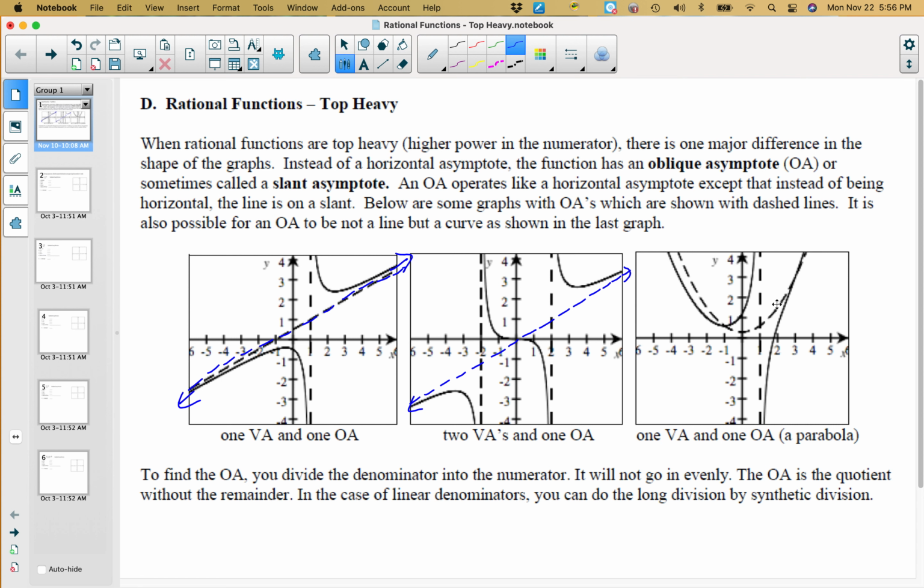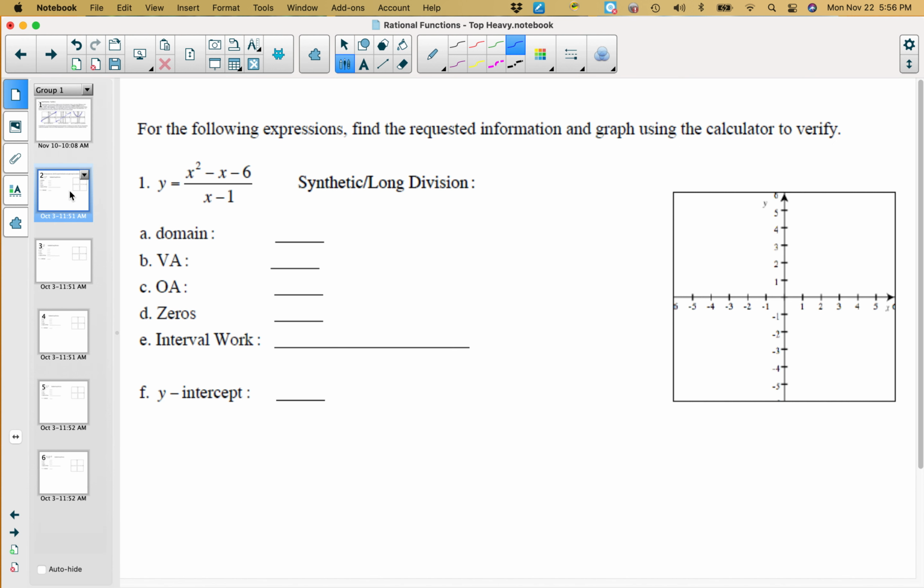And then on this last one, it's not a line. The oblique asymptote is actually a parabola. And this is going to happen when the numerator's power is 2 higher than the denominator's power. So like if you had an x cubed in the numerator and an x in the denominator, then you're going to end up with an oblique asymptote that looks like a parabola. To find the oblique asymptote, we're going to be using synthetic division. It won't go evenly into it. It doesn't matter. We're going to ignore the remainder.